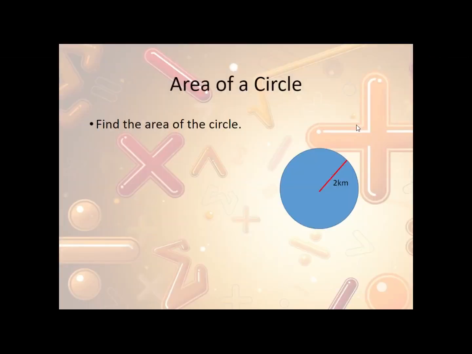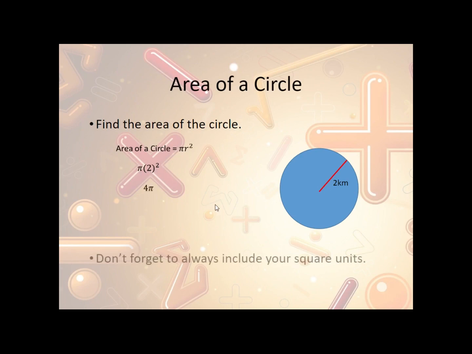Now let's take a look at how we find the area of a circle. So the area of a circle is pi r squared. Well, in this case, they gave us r. R is 2. So this becomes pi times 2 squared. And 2 squared is 4. So that's 4 pi. And then again, don't forget your units.